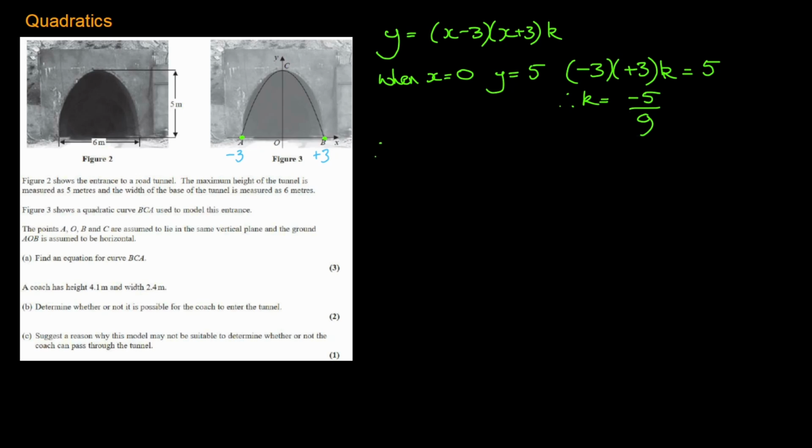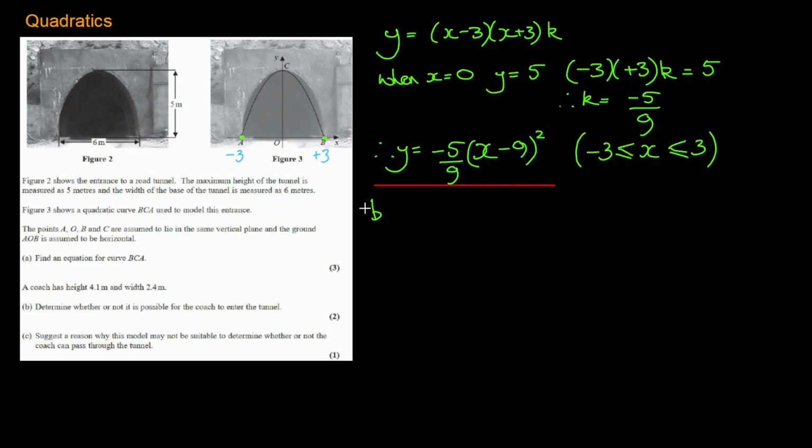So our equation becomes, and we can pop these two factors together as the difference of two squares, so I get (x² - 9) multiplied by our value of k that we found to be -5 over 9. And I would suggest that was a perfectly good answer to part A. But bear in mind the limits of this curve must be that x cannot go beyond 3 and cannot go below -3. So let's have a look at part B.